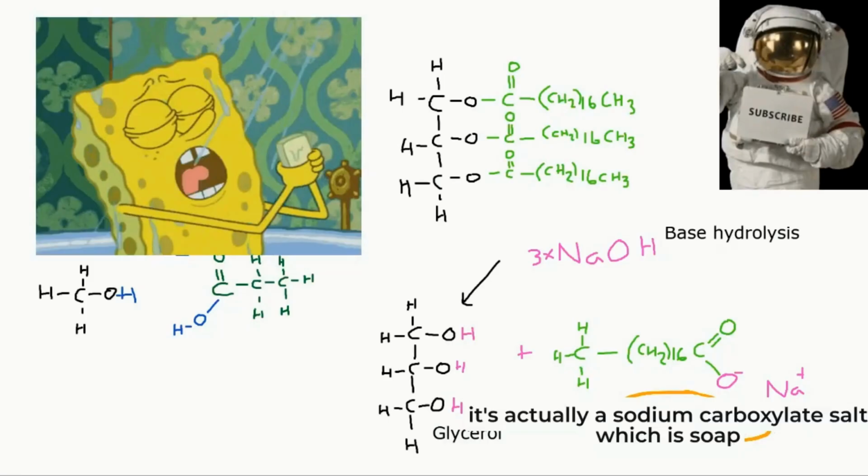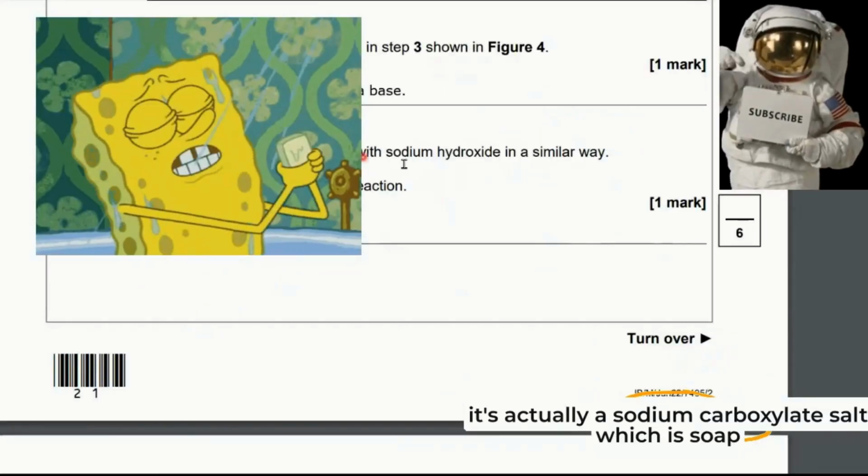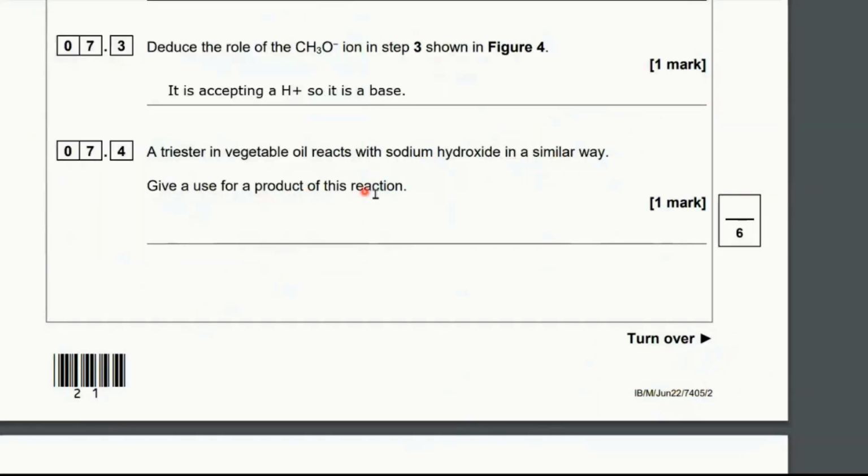And this sodium carboxylate is actually a salt, which is soap. So for the final question, a triester in vegetable oil reacts with sodium hydroxide in a similar way. We've just looked at that reaction. Give a use of the product. Well, it's the sodium carboxylate and it's used as soap. There we go. Let's get to the marks.